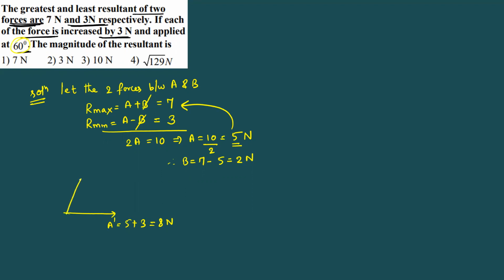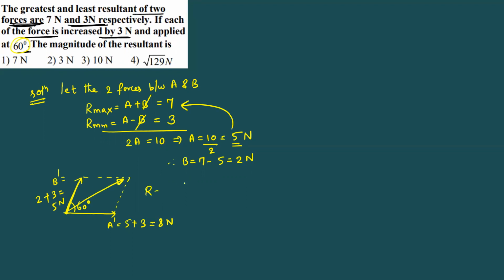So there is one more vector, which is now B vector will become B dash vector, whose value is 2 plus 3, that is equal to 5 Newton. And they are applied at 60 degree angle. You need to find the magnitude of the resultant. So how do we find the resultant? Using parallelogram law, the diagonal is going to represent the resultant.